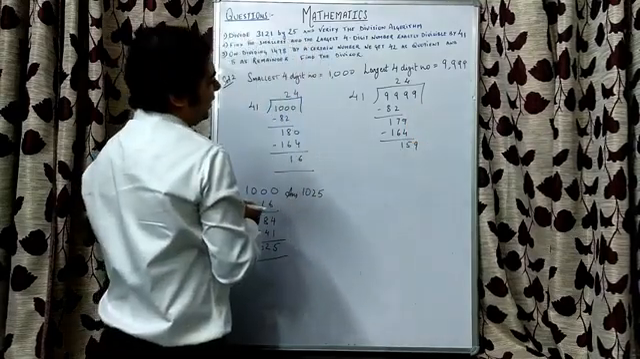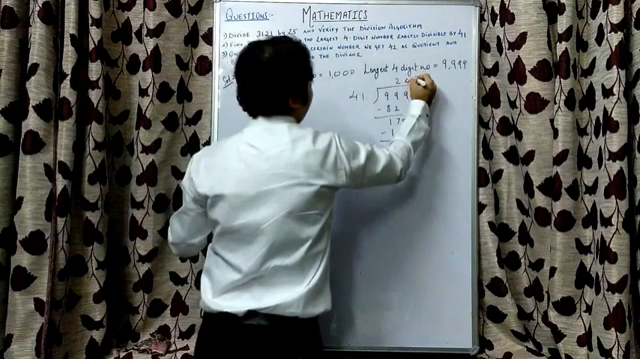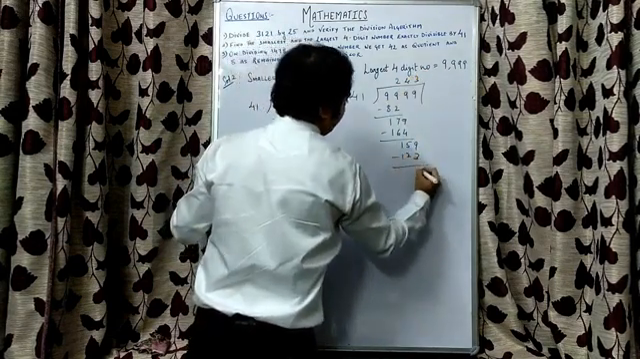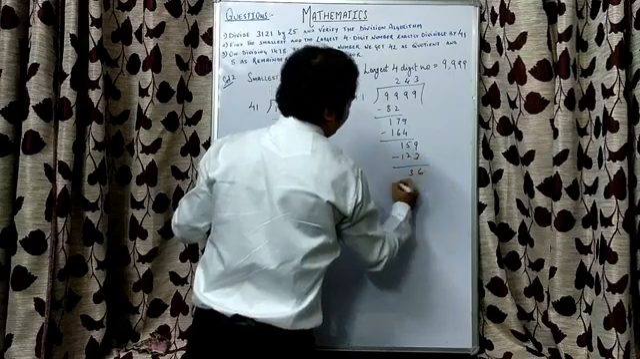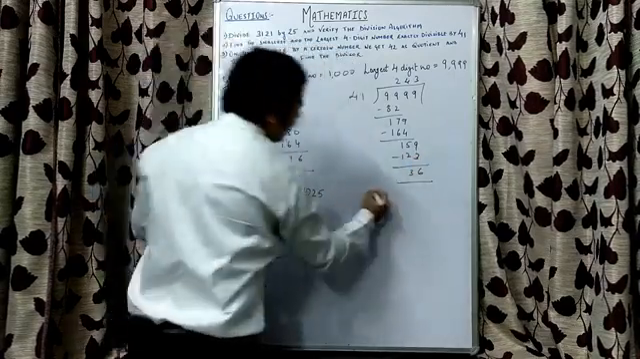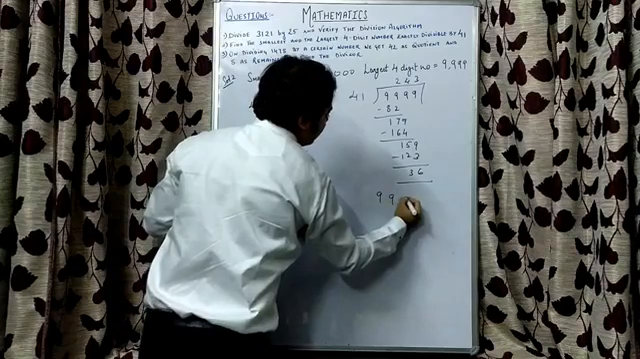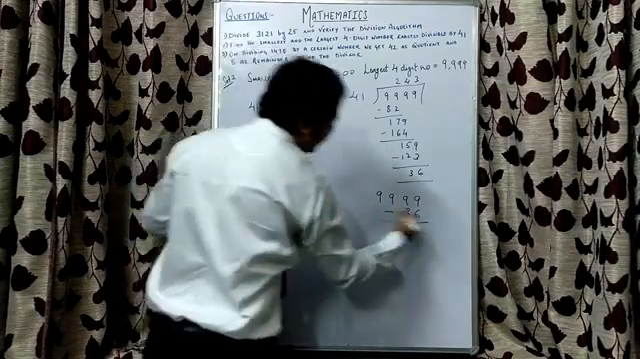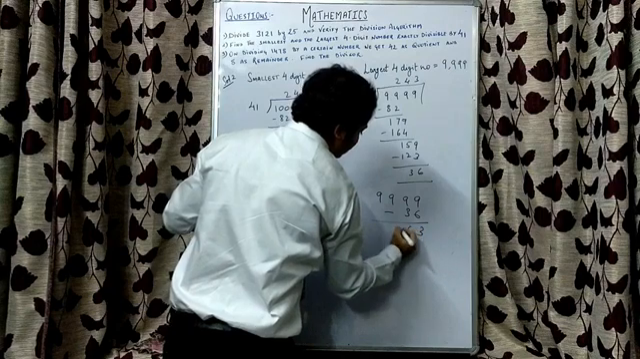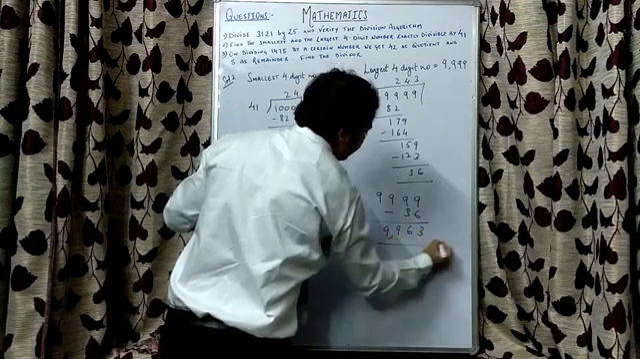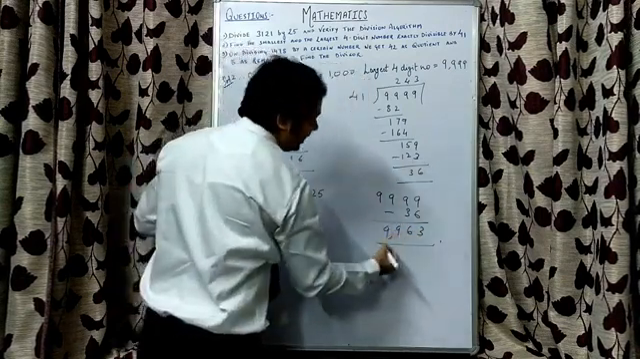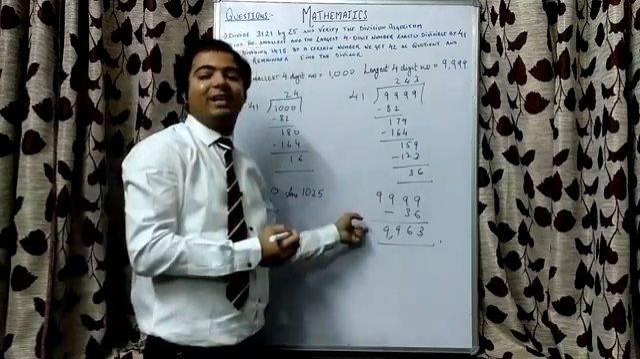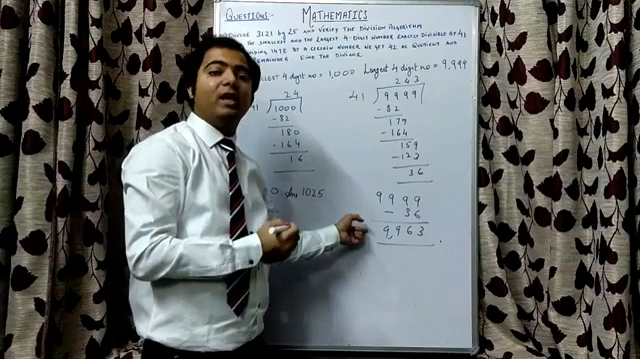Now 41 3s are 123. 3 1s are 3. 4 3s are 12. Will give me 9 minus 3 is 6. 5 minus 2 is 3. The remainder is 36. Now let us subtract 36 from 9999. That will give me 9963. So 9963 is the largest 4-digit number that is exactly divisible by 41.